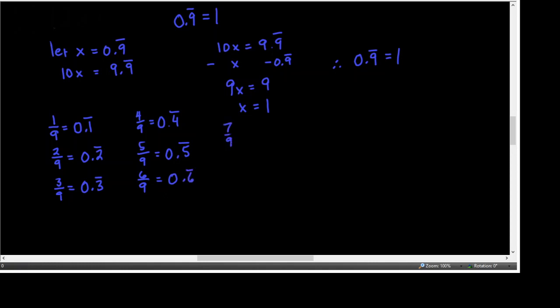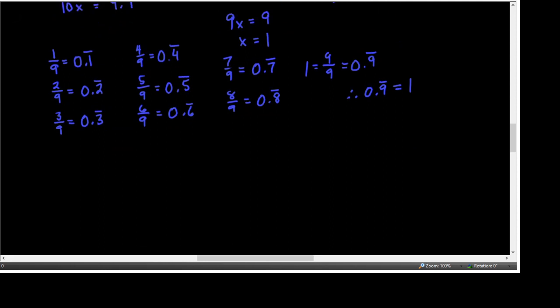7/9 is 0.7 repeating. 8/9 is 0.8 repeating. Following the pattern, 9/9 is 0.9 repeating. And of course 9 divided by 9 is equal to 1. So therefore 0.9 repeating is equal to 1.